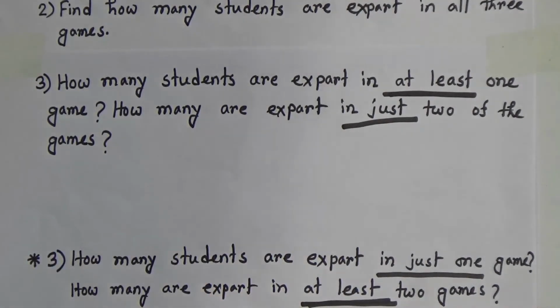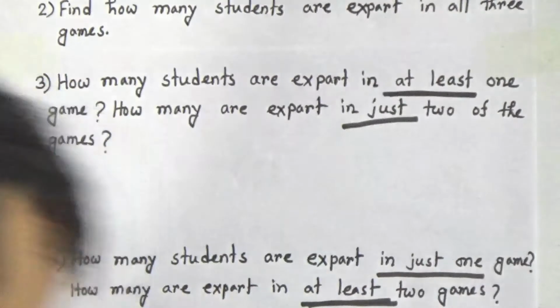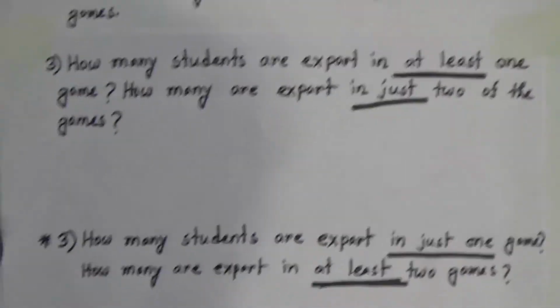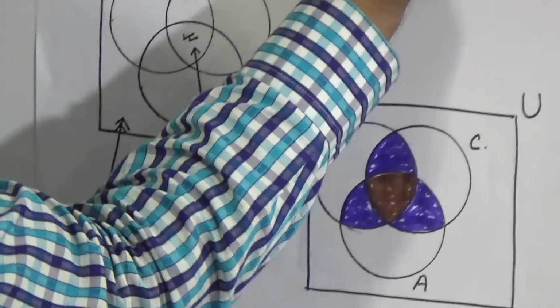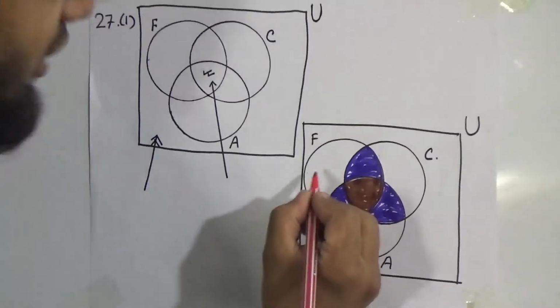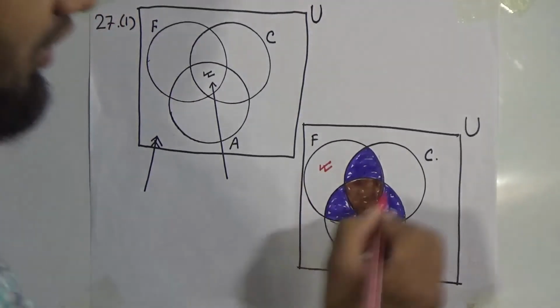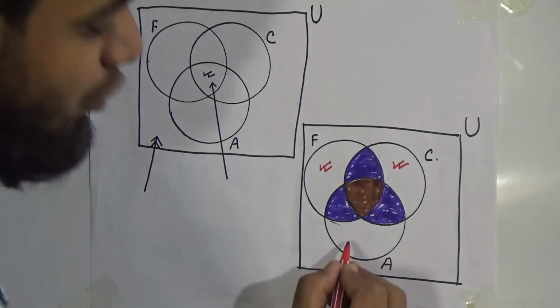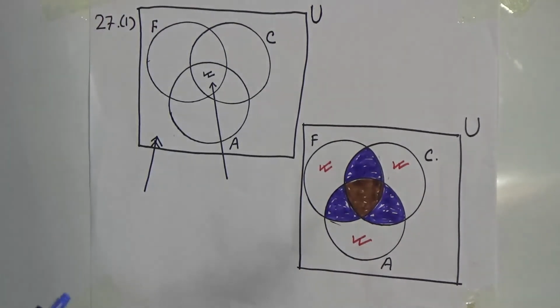To solve this one, look, we are going to calculate in just 1 game. In just 1 game means which portion? Look at the board again and look at this figure. Only 1 game means this portion has only 1 game, this portion has only 1 game, and this portion has only 1 game, right? To solve this one, we will solve the total.